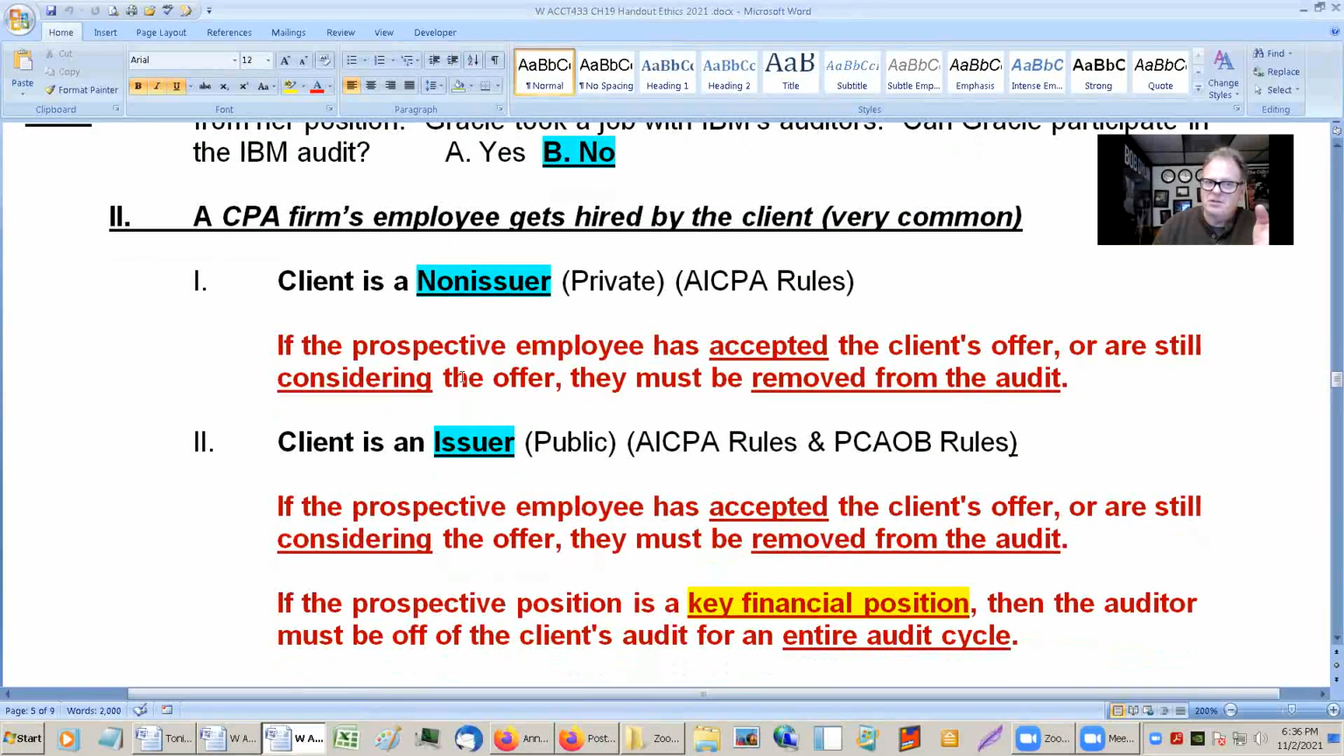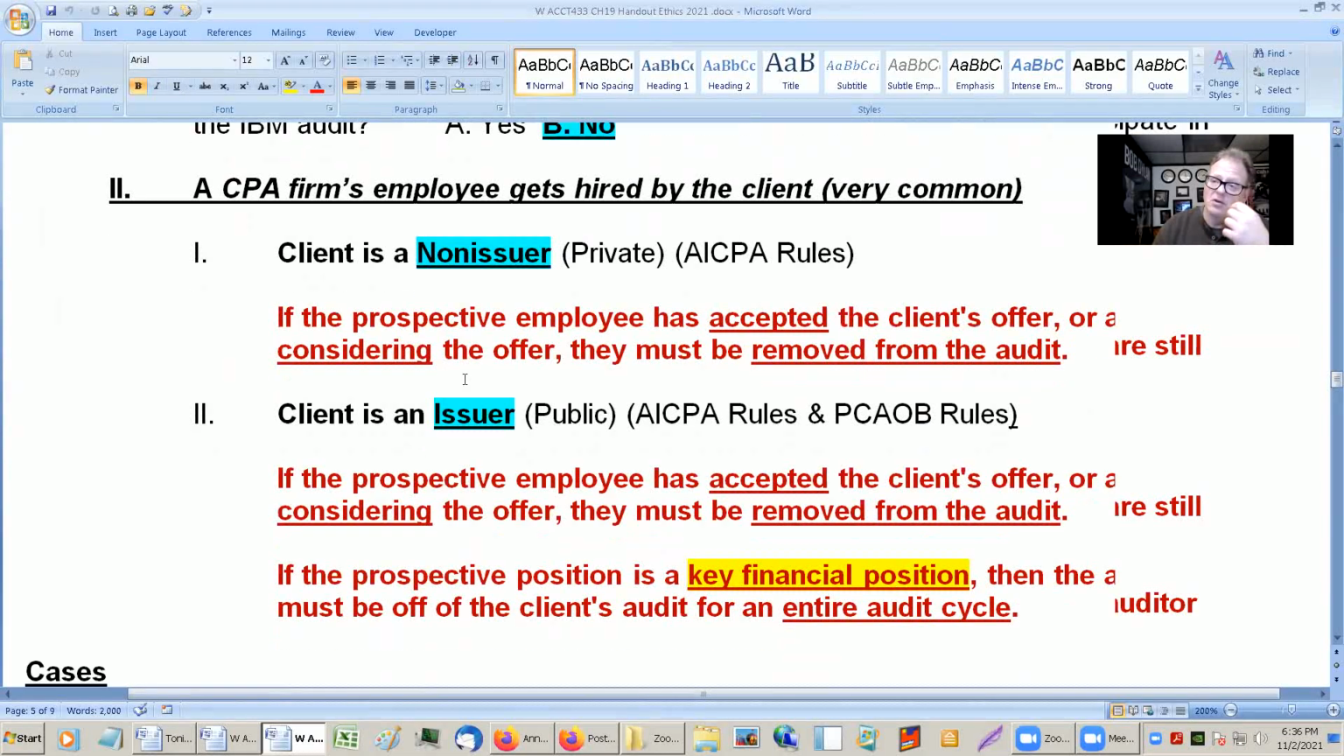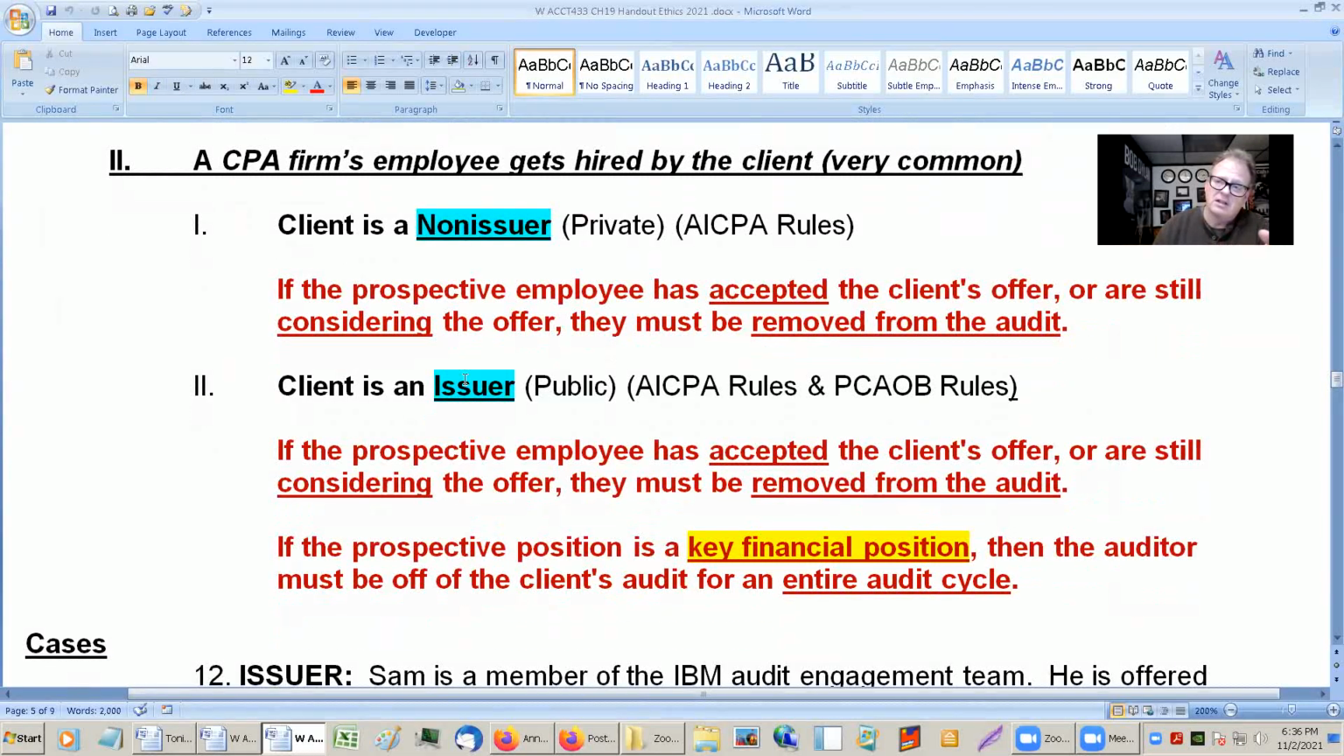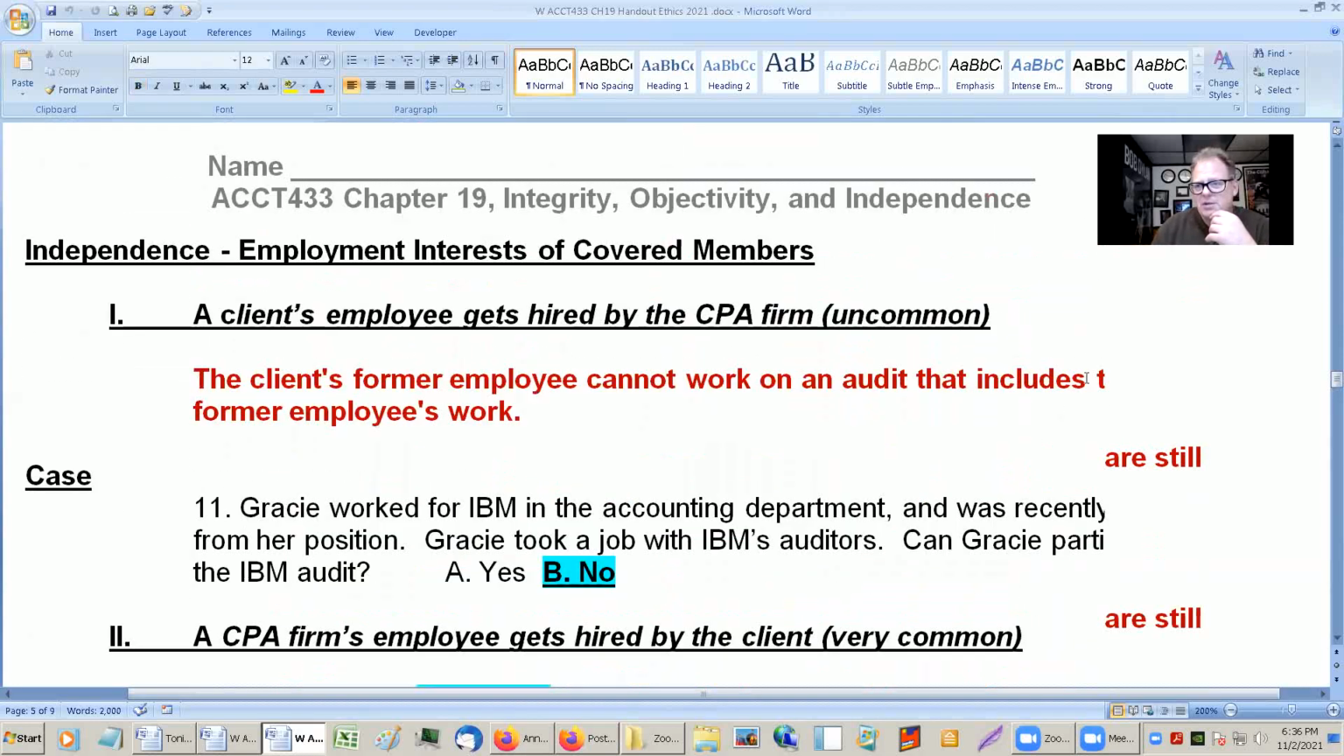Again, there's different rules. Non-issuers, you have to be taken off the audit if you're considering it or have accepted it. Issuer, same rules, but also if it's a key position, you have to be off the audit cycle for an entire year, which could be virtually 2 calendar years, depending on when the offer is made. So anyway, there'll be some of those independence ones on there too.